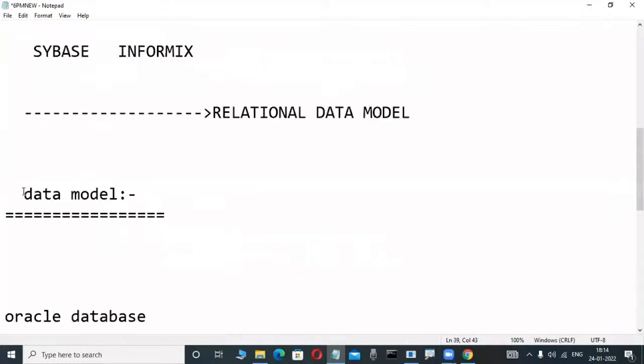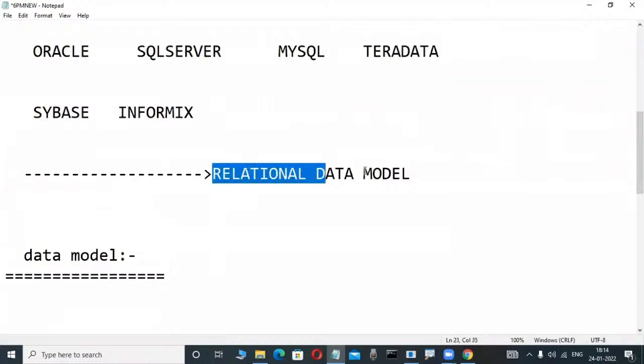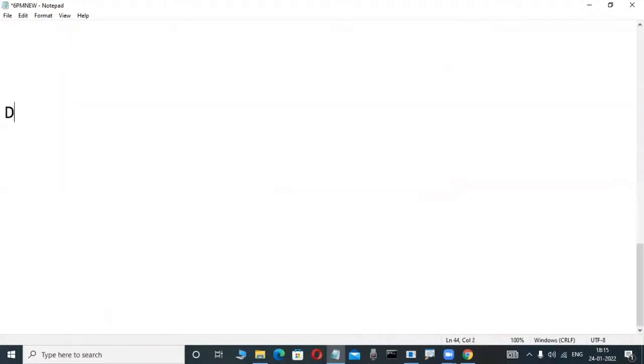What is data model? First observe here. These products are all implemented based on which concept? The relational data model, from 1970 onwards. This is a new model, one fellow introduced it, I will tell you. But before that, what does data model mean? Anybody have an idea? Any computer students are there? They are well-known persons. Don't write anything, these are demos.